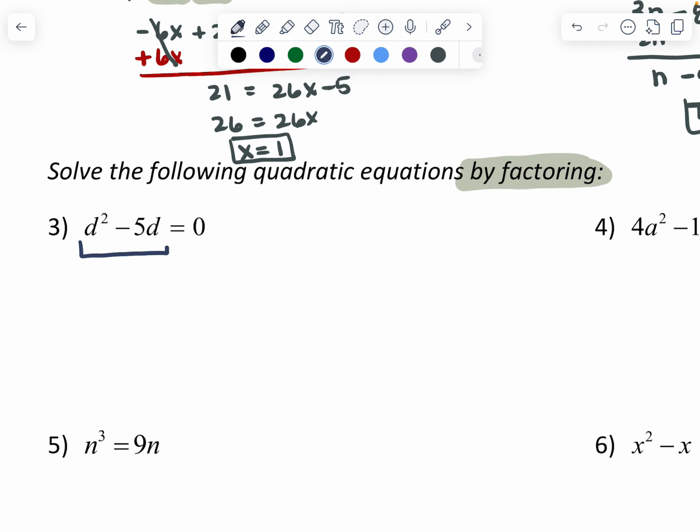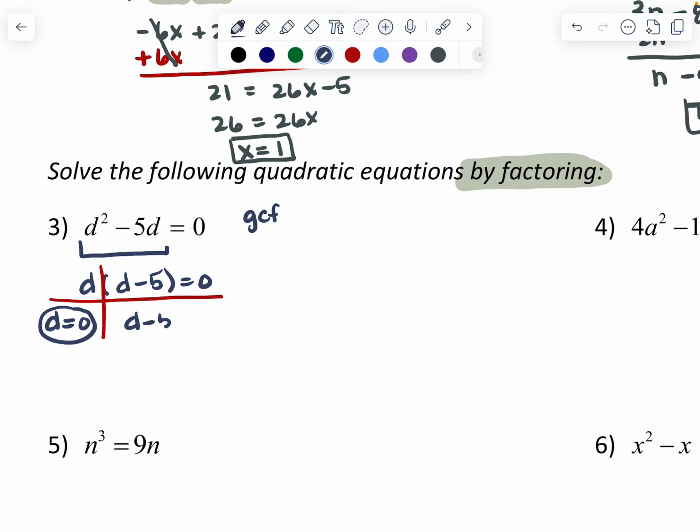Okay, this is just GCF factoring. So I'm going to pull out a d. That leaves me with d times d minus 5 equals 0. And then I'm going to go ahead and set each factor equal to 0. So the first one is going to be d equals 0. That is one of my answers. And then the other one, d minus 5 equals 0, which just gives me d equals 5.